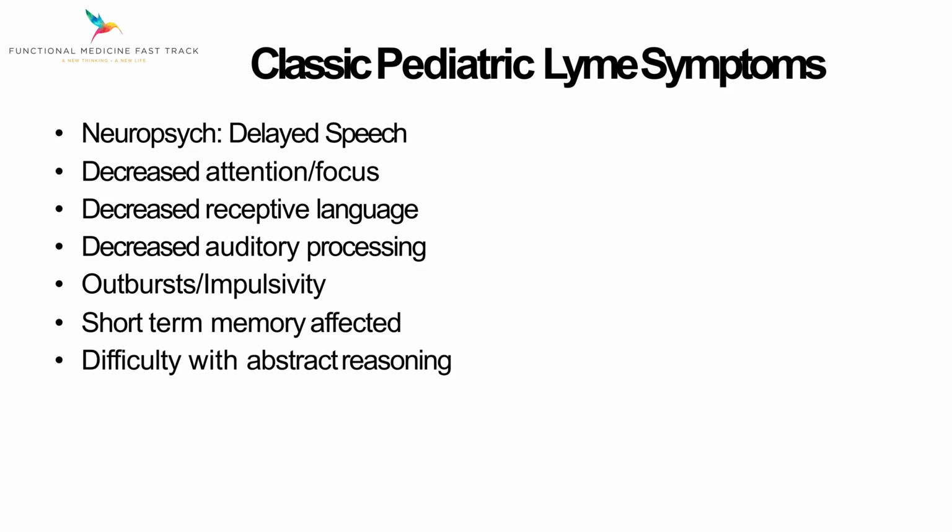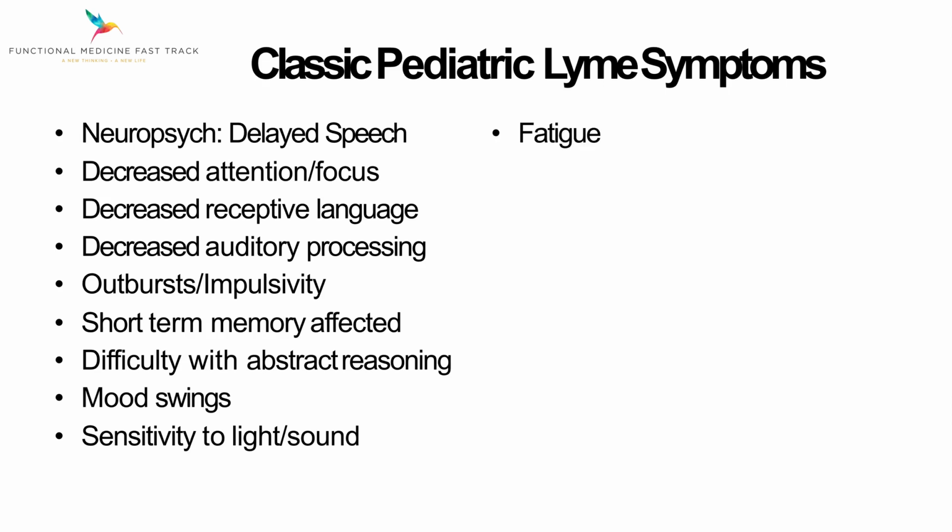Short-term memory affected, difficulty with abstract reasoning, mood swings. That can be a big one if they've been so stable all along, and then all of a sudden they're having these outbursts, these mood swings, they're depressed for no apparent reason. Sensitivity to light and sound, and that's a big one when it comes to mitochondrial dysfunction, when that light and sound is just too much for them to bear.